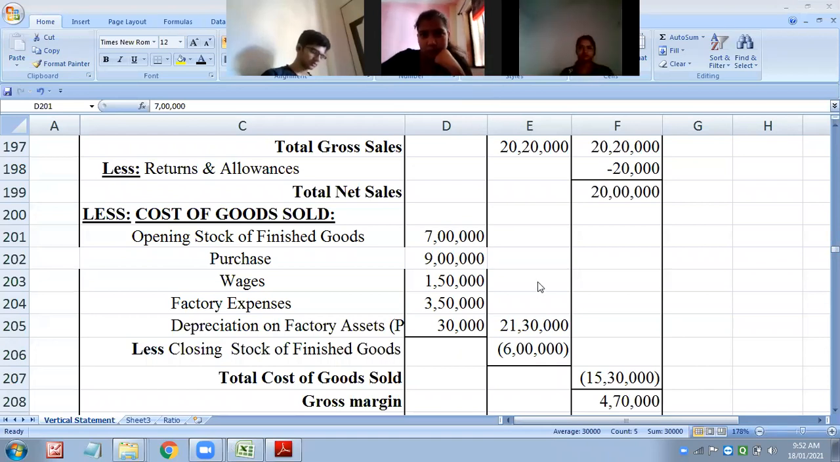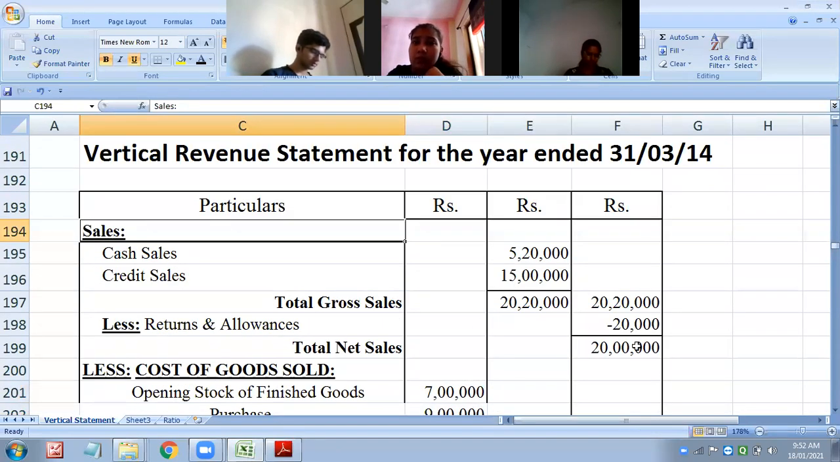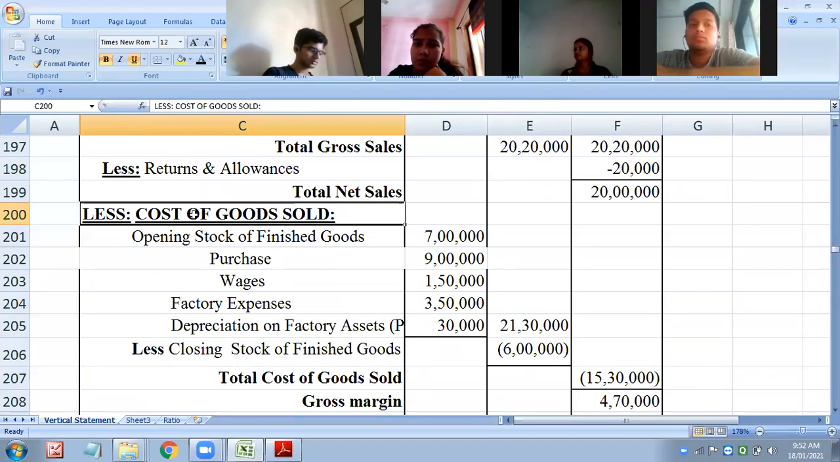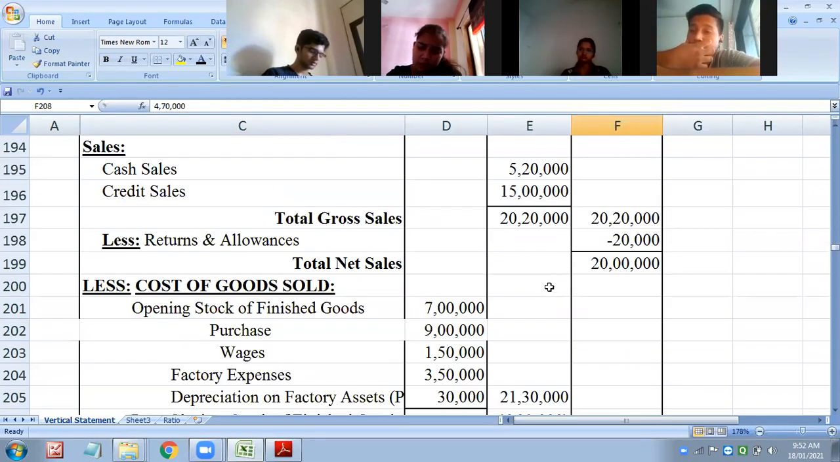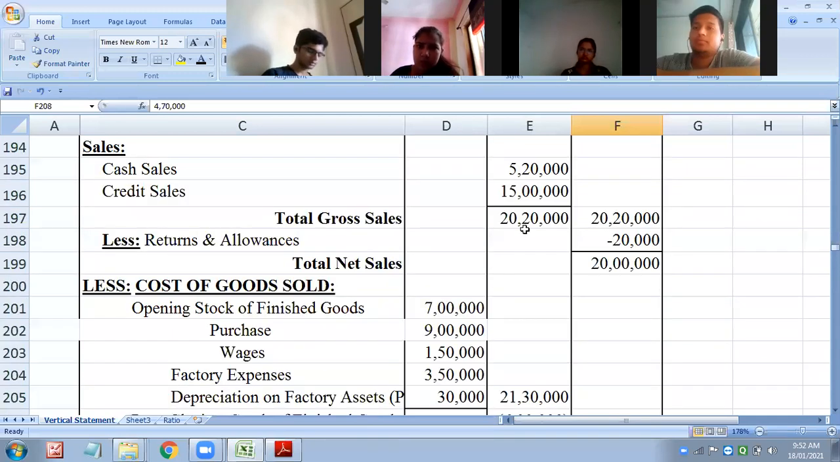As I told you just now, your main heading, like here the heading of sales, should come on the outermost column. Here the heading of cost of sales should come on the outermost column. Your gross margin should come on the outermost column. Rest all adjustments you can do in the inner column, no problem. Like here we had only two sales, so I have written them on the second column. If there is only one, we will write it on the outermost column.